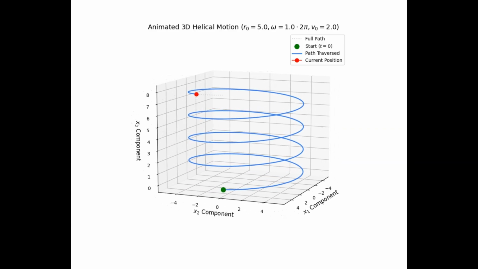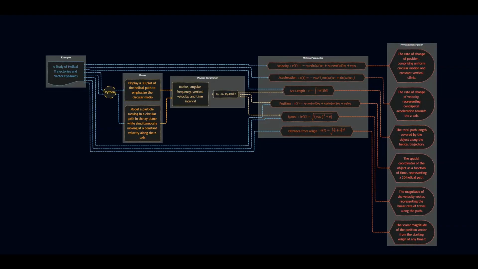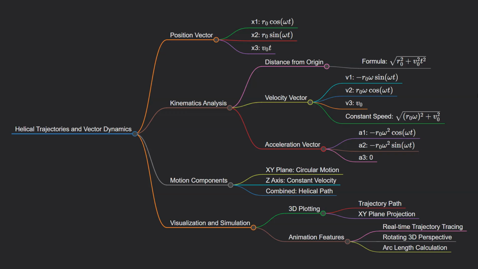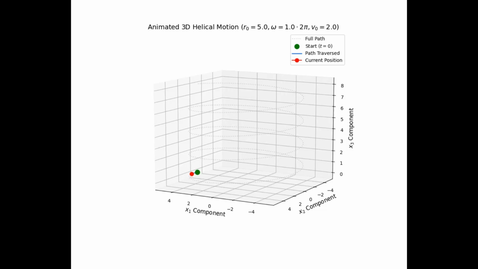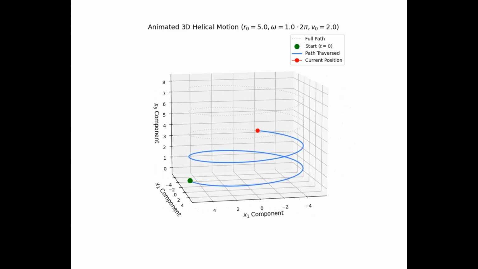To bring these abstract concepts to life, computational tools are used to translate mathematical logic into a visual experience. Digital scripts calculate the precise coordinates of the path and then project them into a three-dimensional environment. These visualizations often include a top-down view to emphasize the perfect circularity of the base motion, while interactive animations use tracing lines and moving markers to show the object's real-time progress.